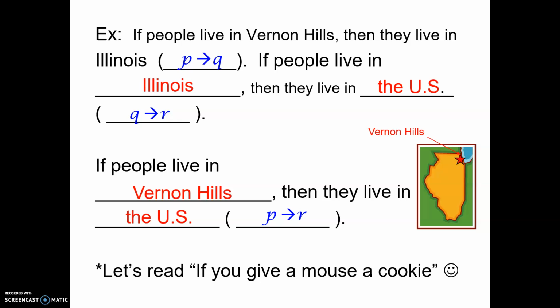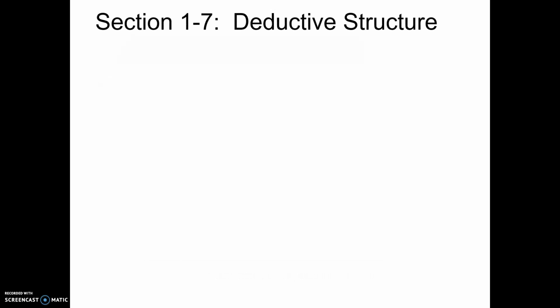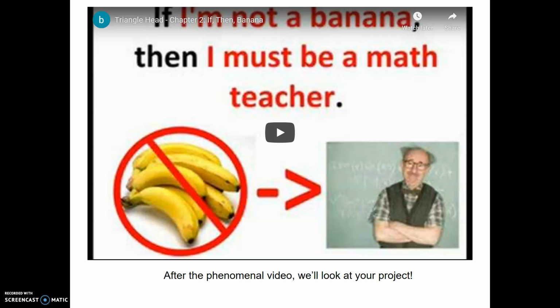So if you give a mouse a cookie, we're not going to read this right now over this video, we don't have time, but if you've read that book before, that's a big if-then chain of reasoning logic statement. Okay? All right, now section 1.7, deductive structure. And yes, this did say we'll look at your project. I'm going to play this video separately, and I'll include a separate link in our Google Classroom so you guys can watch that.